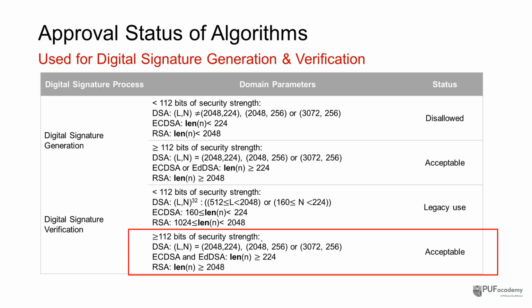In essence, this slide clearly defines the security baseline. For new digital signatures, the minimum requirement is 112 bits of security, driving the mandatory transition to longer key sizes like 2048-bit RSA and 224-bit ECC keys.